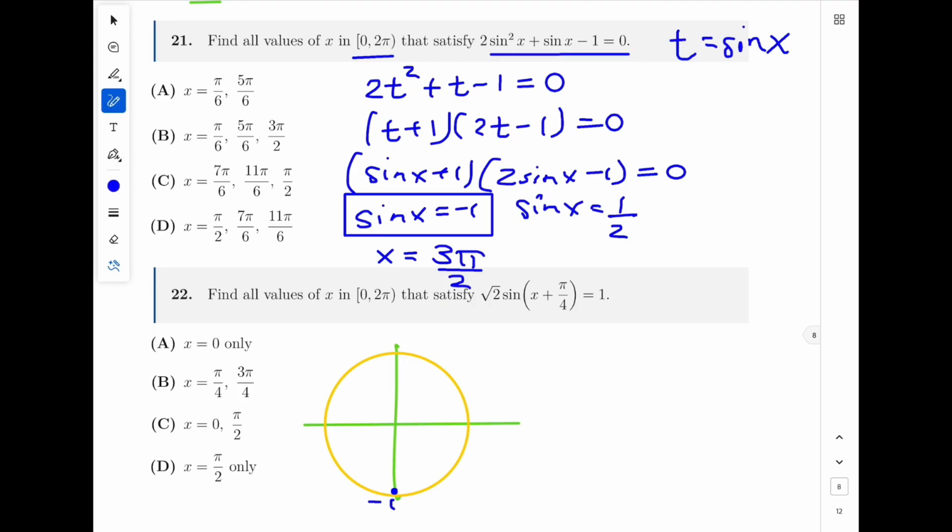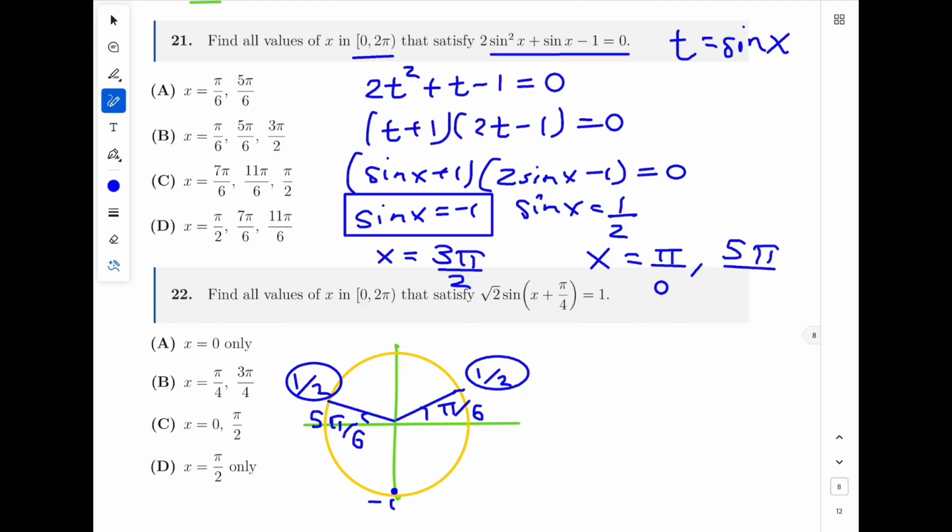Now when is sine x equal to half? Well, sine x is equal to half in two places, one in quadrant 1 and one in quadrant 2. So at this part where it is pi over 6, sine is 1/2, but then sine is positive in the second quadrant as well, which is this angle 5 pi over 6. Sine is half as well. So x is pi over 6 and 5 pi over 6.